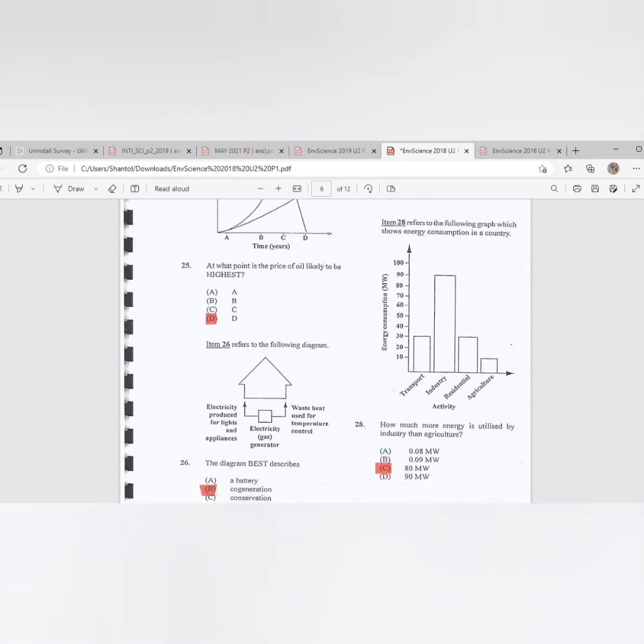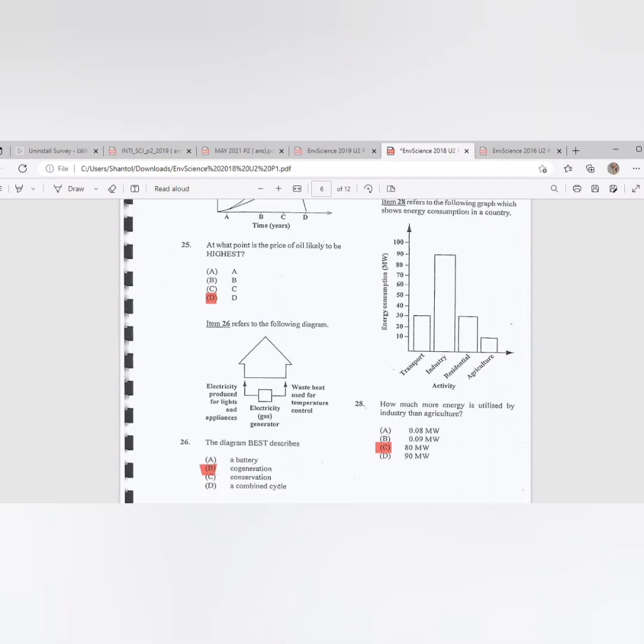28. How much more energy is utilized by industry than agriculture based on the graph which is shown? The answer is 80 megawatts. 29. The general trend shown in the graph is that D, the demand for renewable energy, will continue to increase.